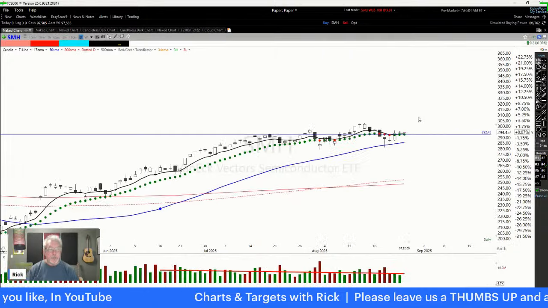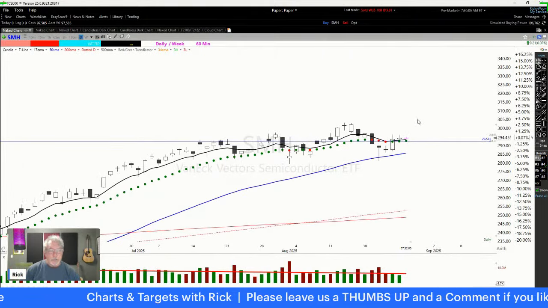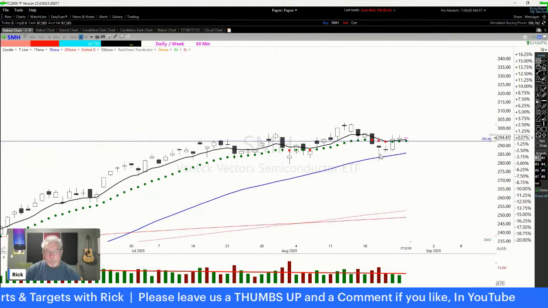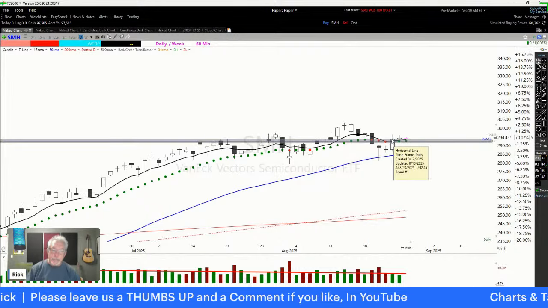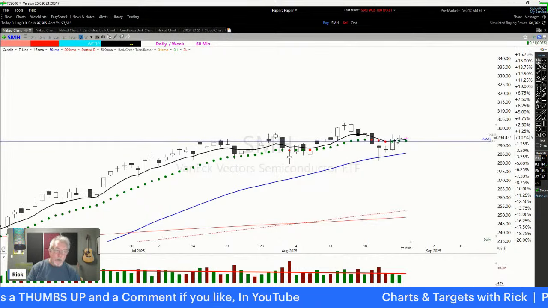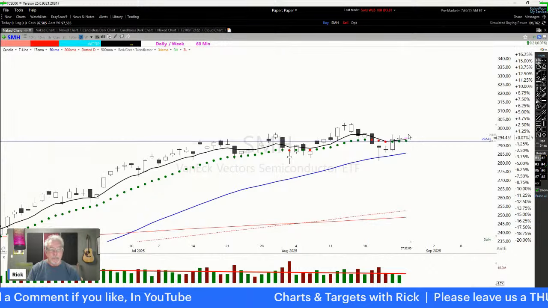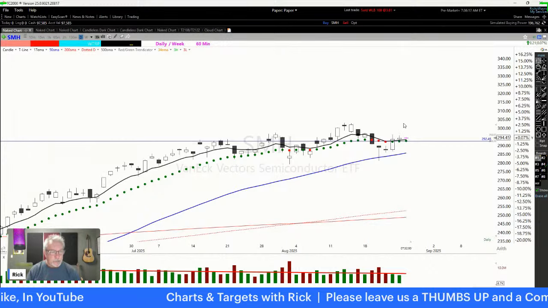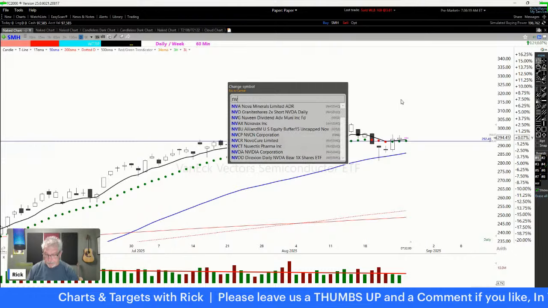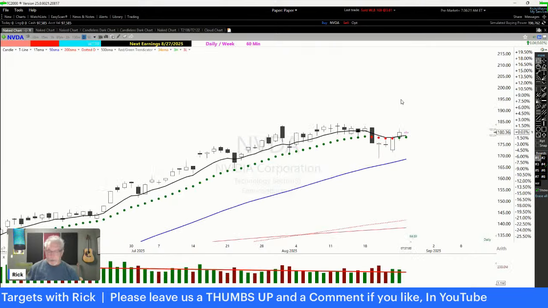SMH, look at that. SMH is trying to hold up here, bouncing off the 50. Nice bullish candle. And so far, we're just running a little bit sideways here. So we need a little bit of bullishness in here. Now, everybody knows that Nvidia has earnings tomorrow.